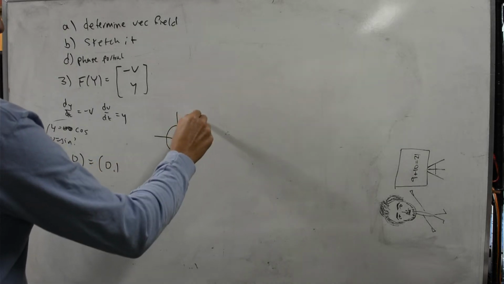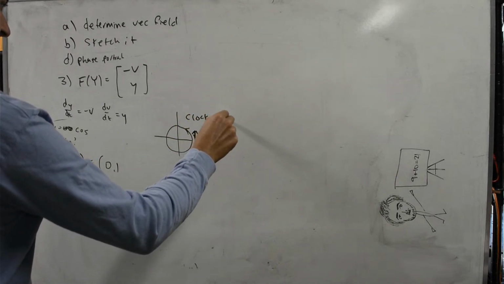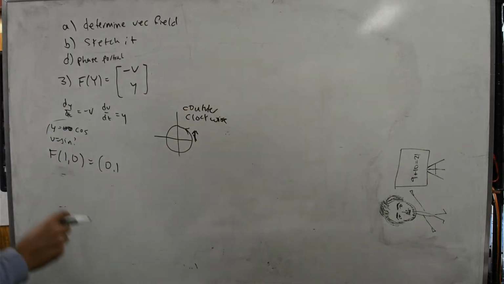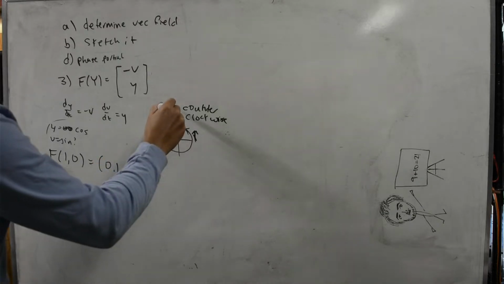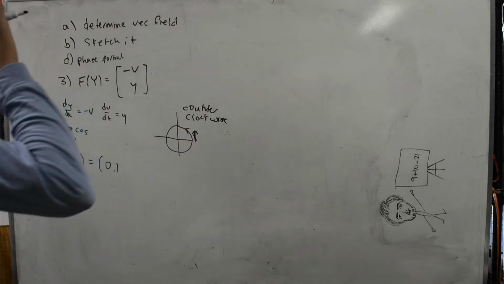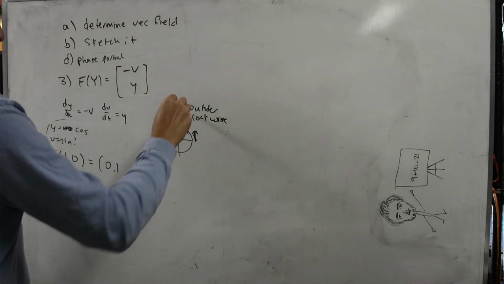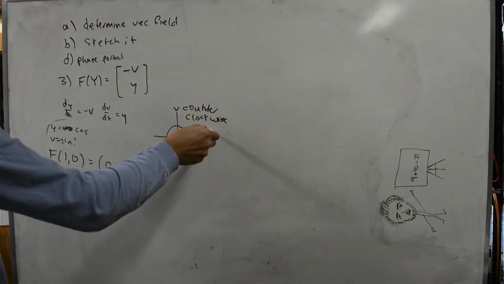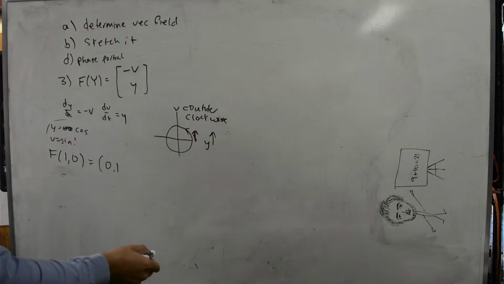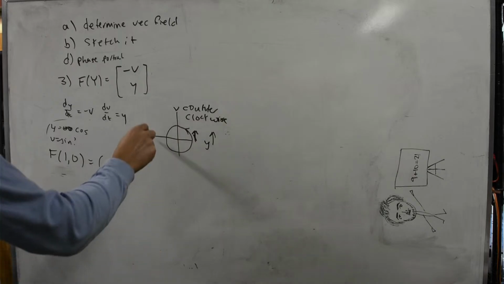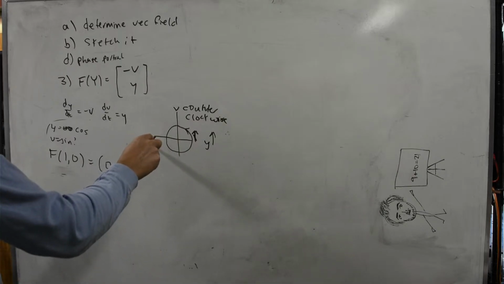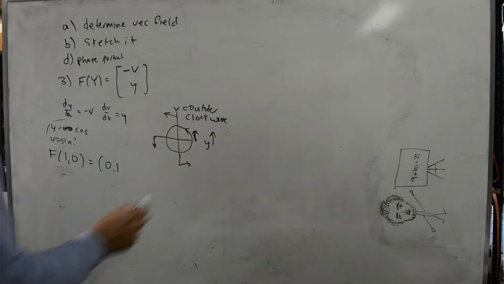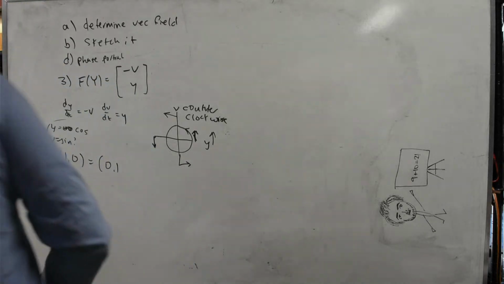So we have a clockwise... or counterclockwise. Counter. So this is V and this is Y. So when Y is high, dV is high. And when it's low, dV is low. And then similarly here and here. Okay, great. So it's tangent at the thing.